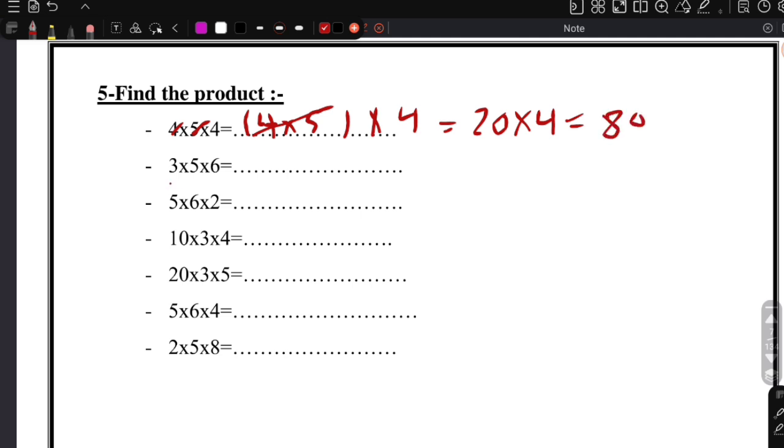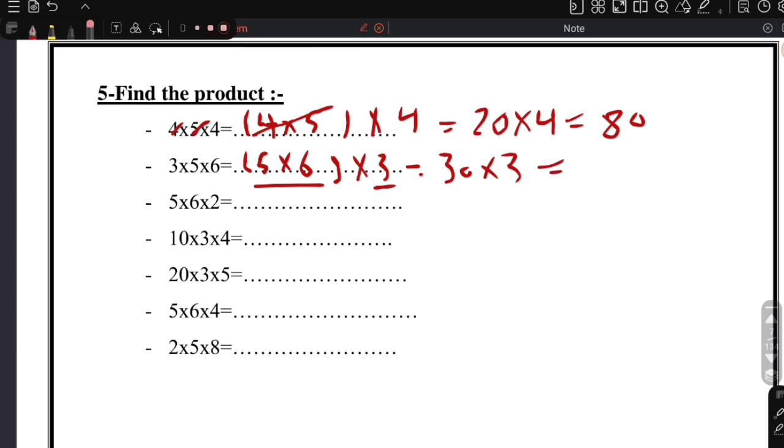And the next one is 3 times 5 times 6. I will choose inside the parentheses 5 times 6, times what? Times 3. 5 times 6 is 30. 30 times the one left here, which is 3. 3 times 30 will be 90. Okay. And in the third question, I have 5 times 6 times 2.